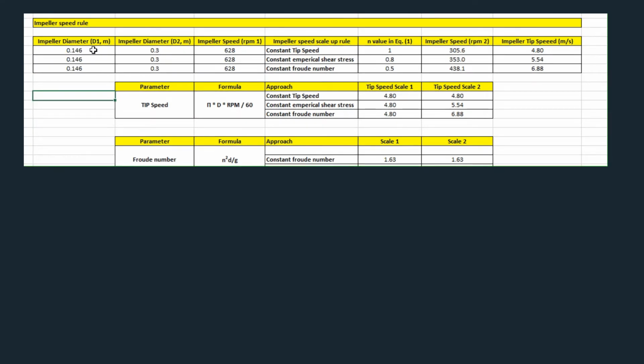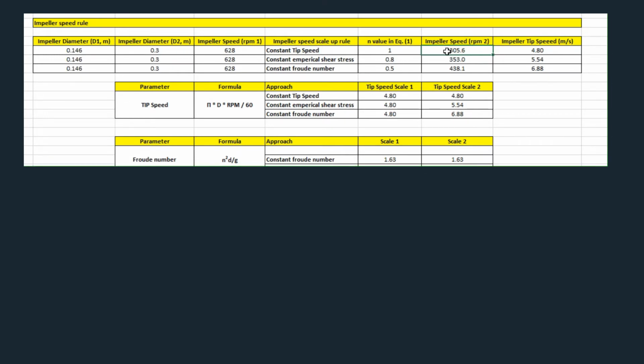So friends, this is the impeller diameter at the first scale, 0.146. This is the impeller diameter of the second scale, right? This is the impeller speed at the first scale. So if we want to apply the constant tip speed rule, then the n value is 1, right? The formula we remember is RPM2 divided by RPM1 equals (D1/D2) to the power n. So for the first rule, the n value will be 1.